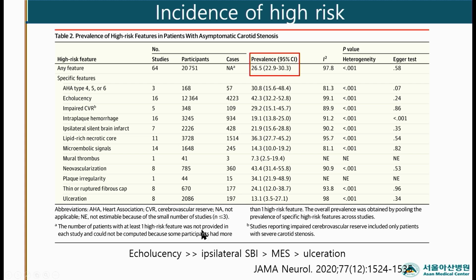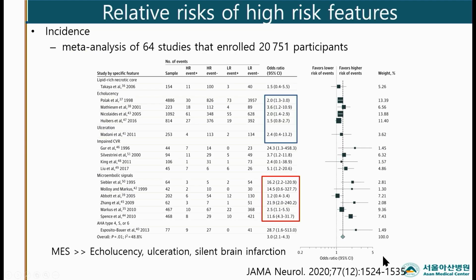Well, how frequent are they? Echolucent plaque is most frequent. Some patients have ipsilateral silent brain infarction. Fewer than them have microembolic signal. And some may have an ulceration in the plaque.